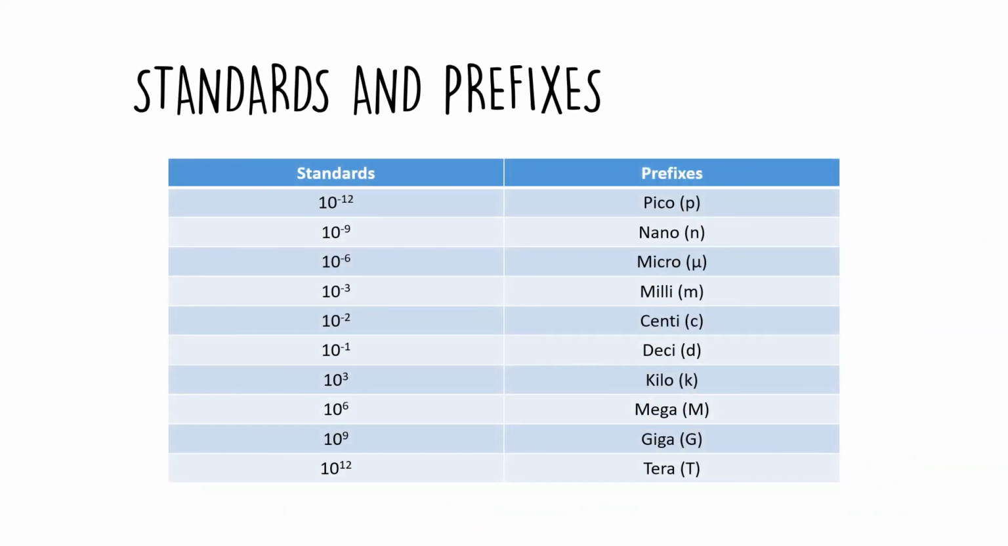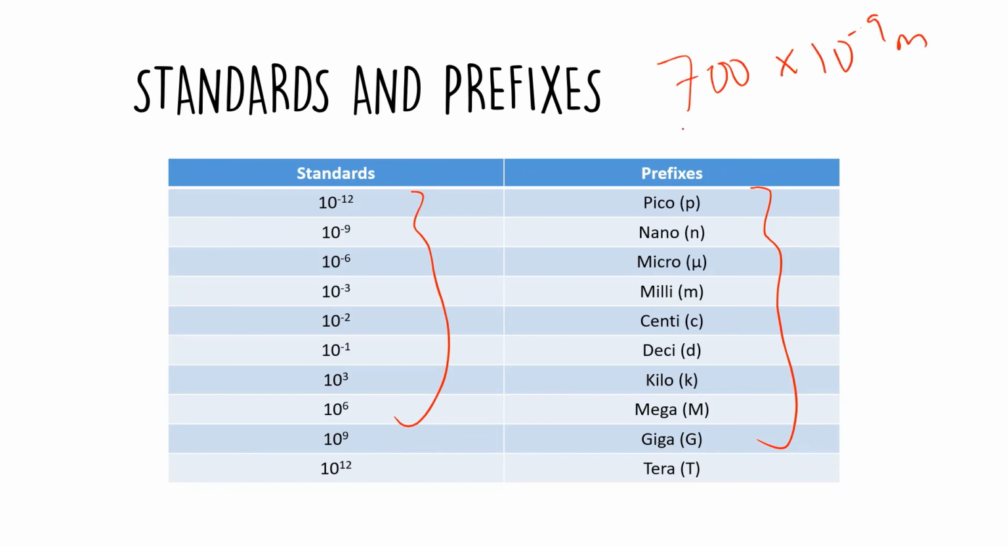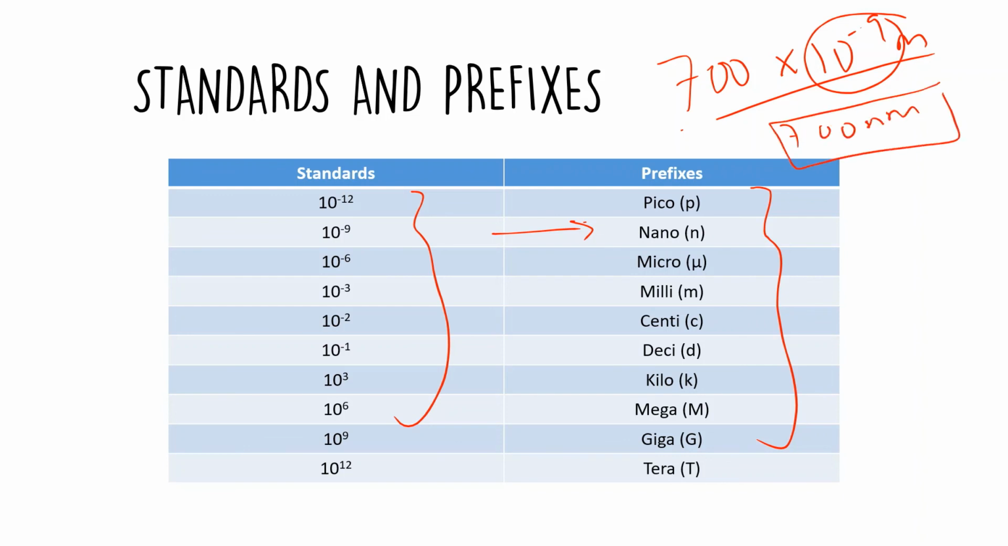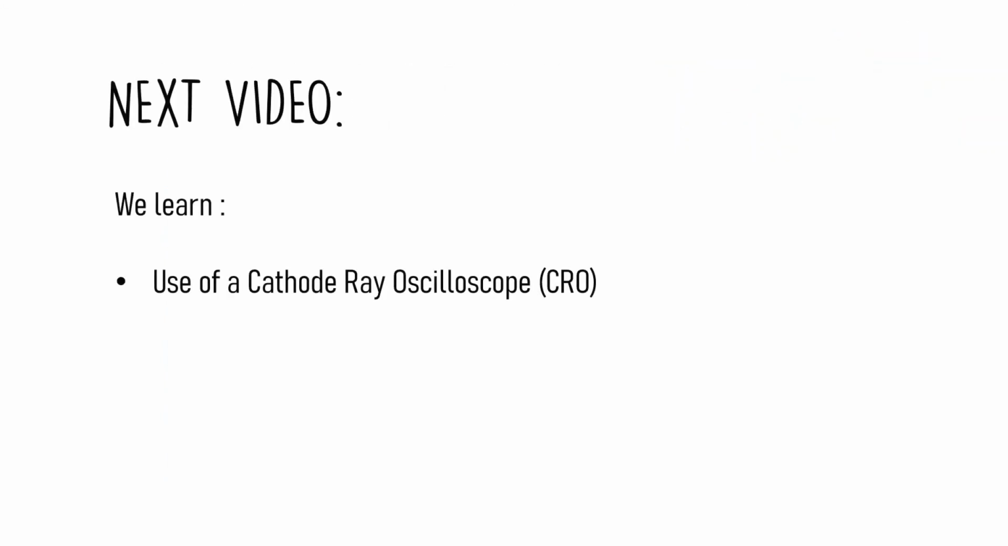Well, the last thing is standards and prefixes. So these right here on the left are the standards and the right side is the prefixes. So we have made these so that instead of writing something like 700 times 10 raised to the power minus 9 meters is the wavelength of a red light, we can replace that standard with just a unit like nano and say 700 nanometers. So this is where these prefixes come in handy. You need to memorize this table.